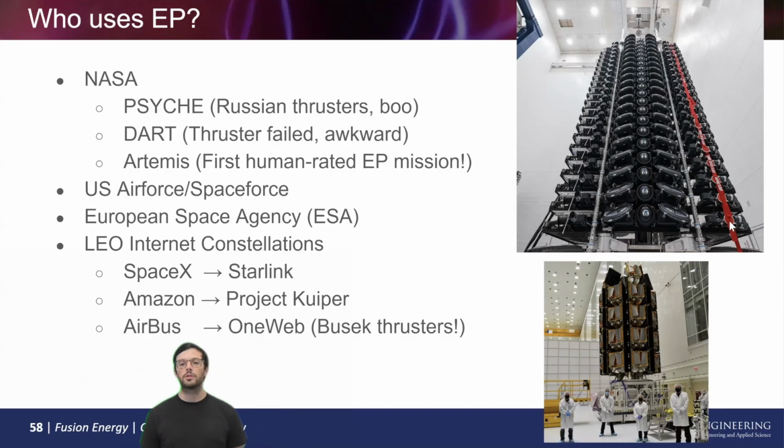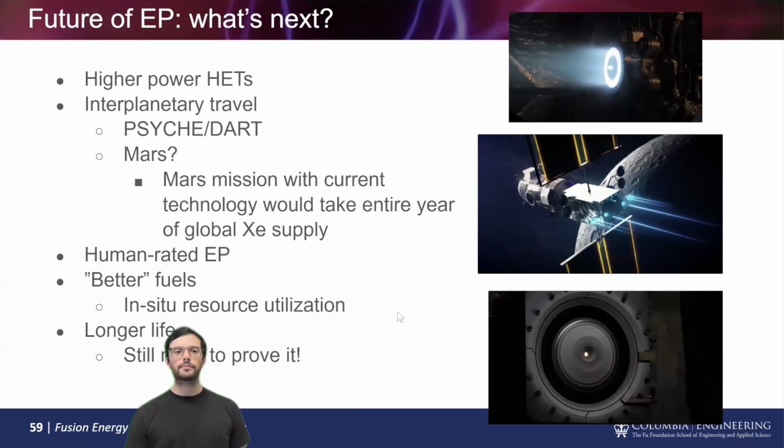SpaceX makes their own, so we don't know much about their specific thrusters, but they do use Hall thrusters. And then with these 2 projects, Amazon is doing Project Kuiper, which has the same goal. Again, they're making their own Hall thruster. And then Airbus has a project called OneWeb. Again, the same exact goal, but they actually use Busek thrusters that I worked on.